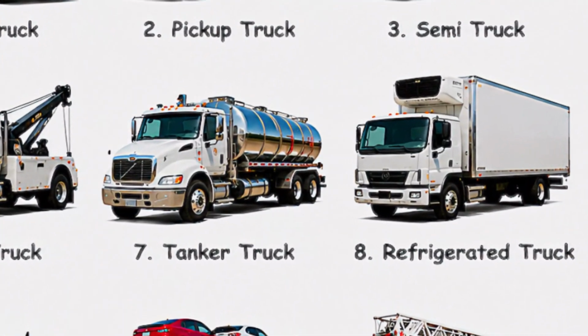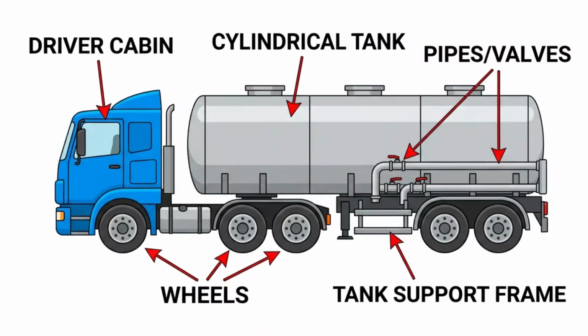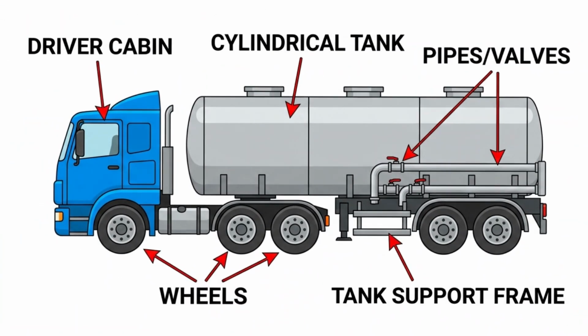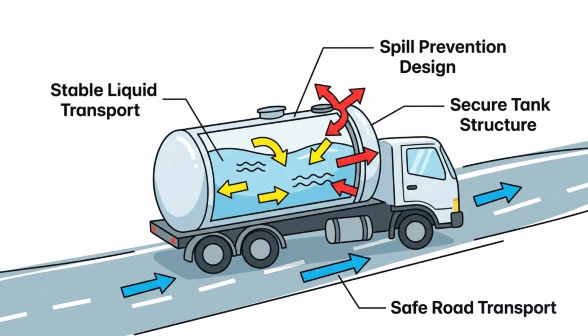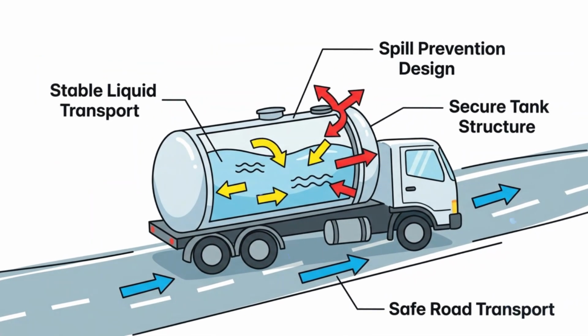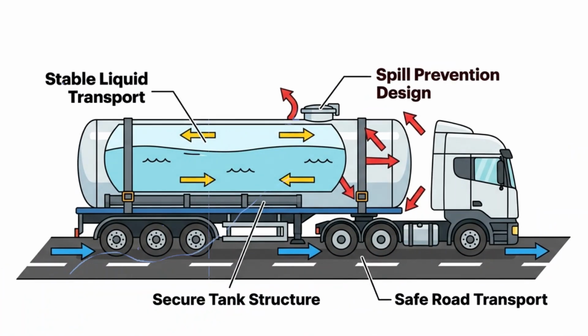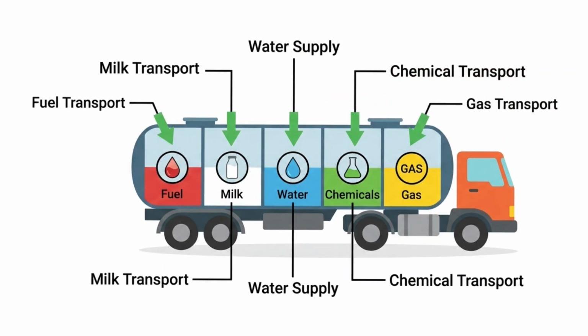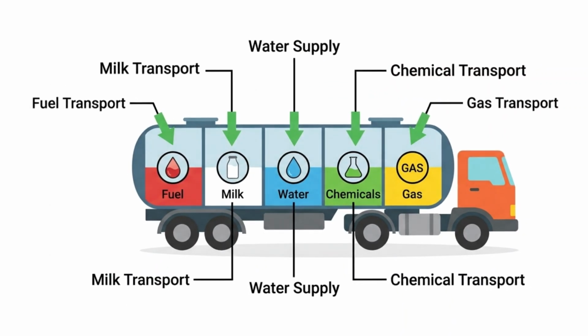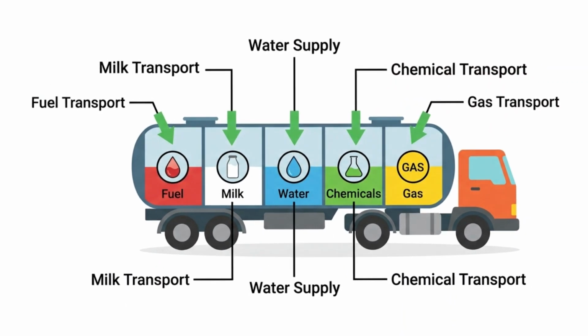Tanker truck. A tanker truck transports liquids or gases inside a large cylindrical tank. These vehicles carry products such as fuel, milk, water, chemicals, and industrial gases. The design helps keep liquids stable during transport while reducing the risk of spills. Tanker trucks are essential to industries that depend on large-scale movement of liquid products.